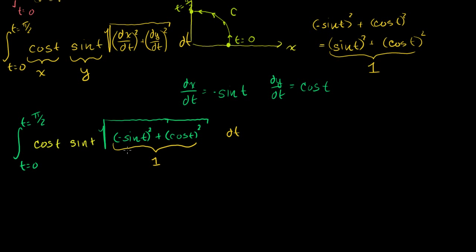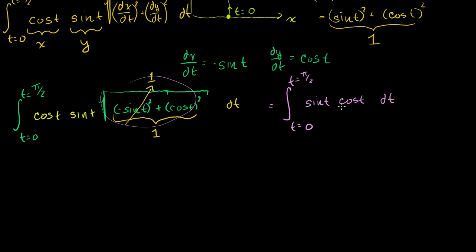So all of this stuff right here will just become 1. And so this whole crazy integral simplifies a good bit. It just equals the integral from t equals 0 to t equals pi over 2 of, and I'm going to switch these around just because it'll make it a little easier in the next step, sine of t times cosine of t dt. All I did, this whole thing equals 1, got rid of it, and I just switched the order of that. It'll make the next step a little bit easier to explain.